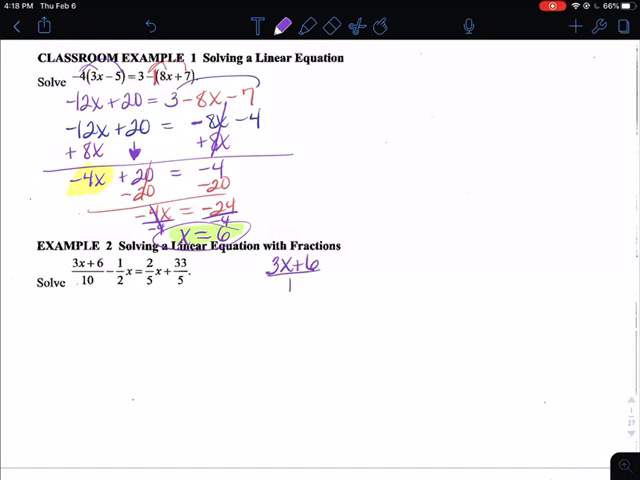3x plus 6 over 10. Leave a little bit of space. Minus 1/2 x equals 2 over 5x plus 33 over 5.